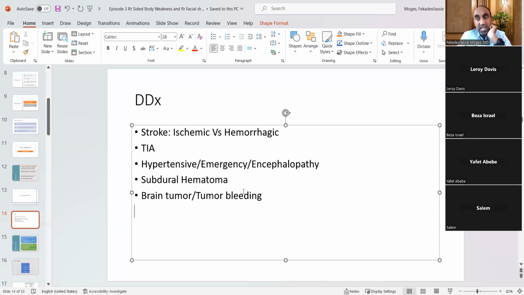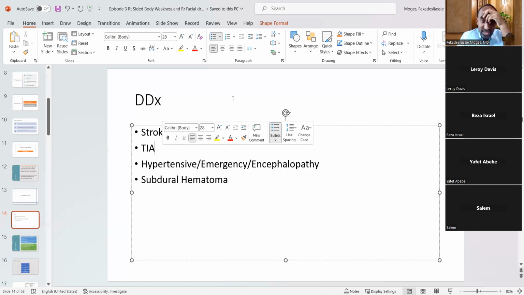Brain tumor also less likely. This lady was apparently healthy, no history of headache, nothing, no visual difficulties, no weakness at all in the past couple of days. So even if tumor bleeding can present acutely, she needs to have at least some symptoms in the long run, right? So bleeding within a brain tumor is less likely, so we can kick it out.